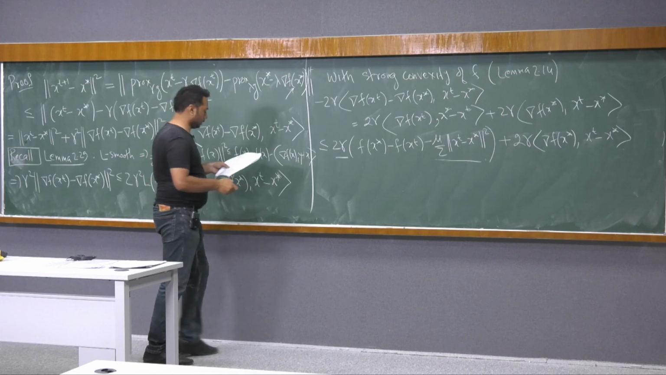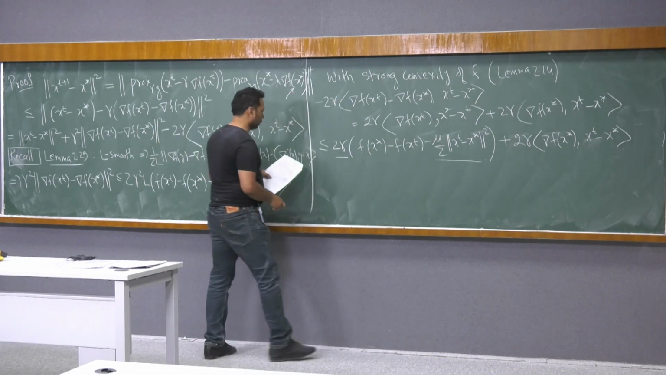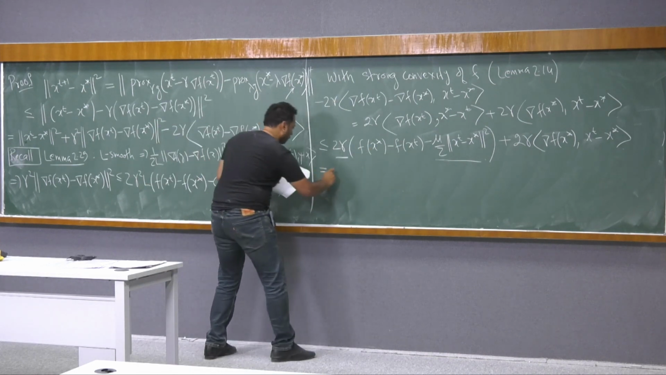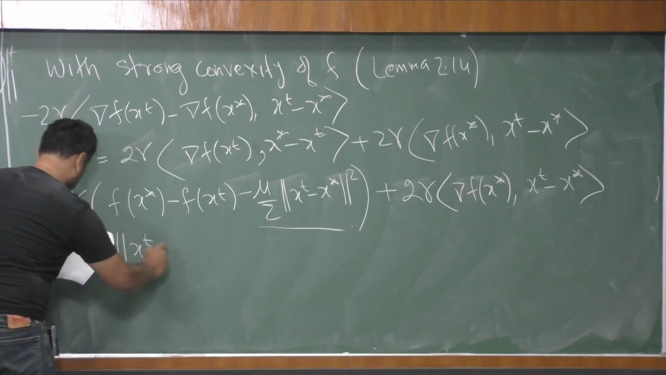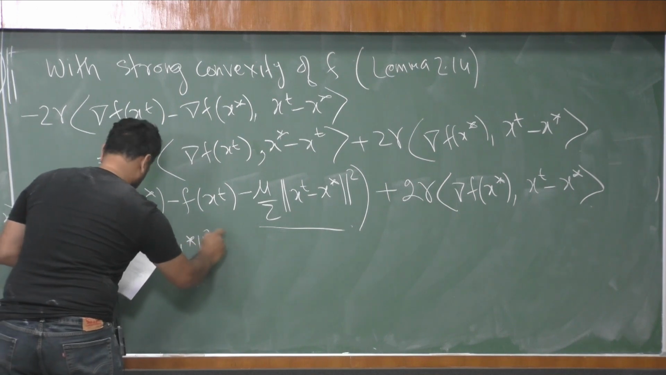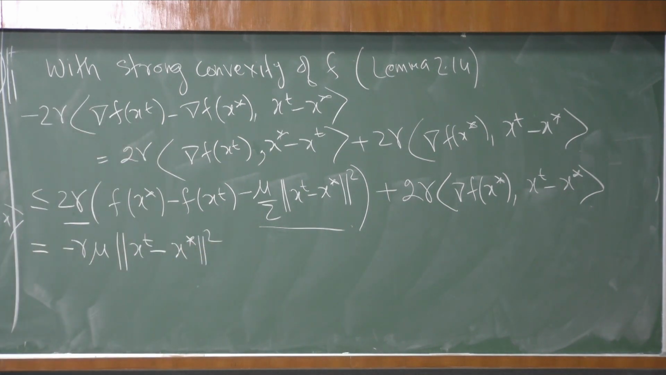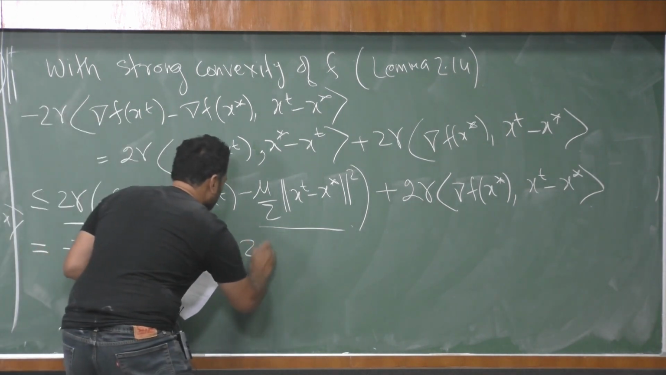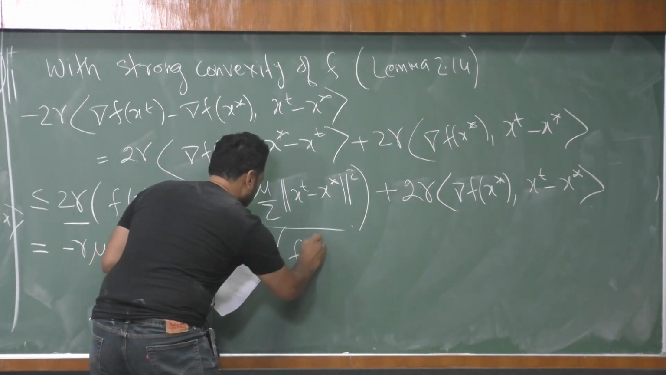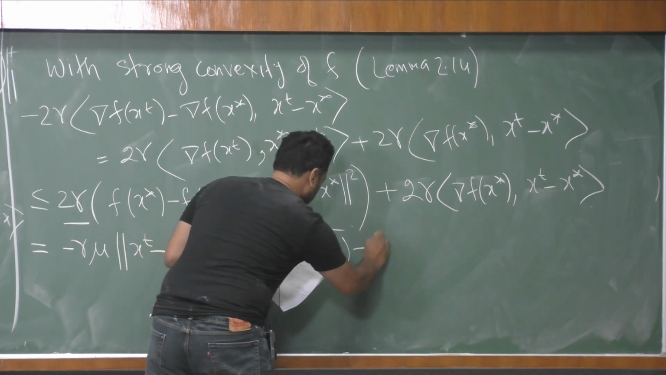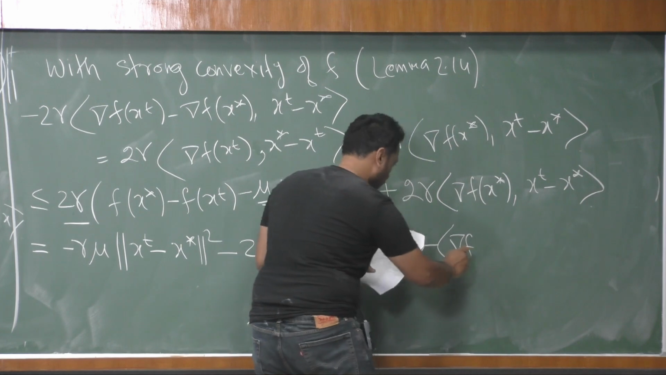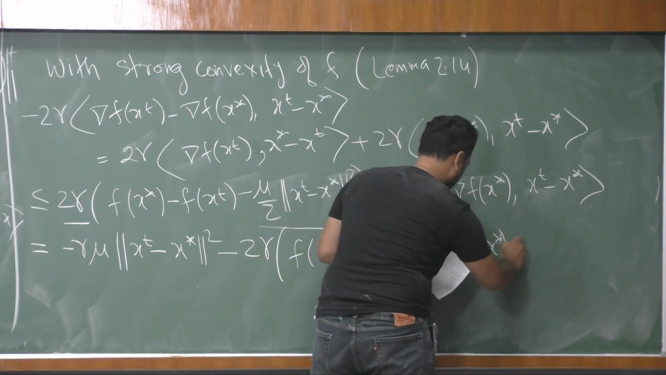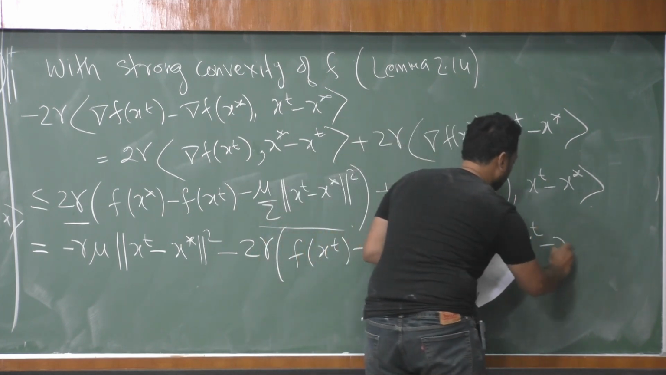So with this we will do this simplification, that we take this out. So this is minus gamma mu times ||x_t - x*||, and then the remaining terms I keep in the form of minus 2 gamma, just gamma, I mean, times f(x_t) - f(x*) - <grad f(x*), x_t - x*>.